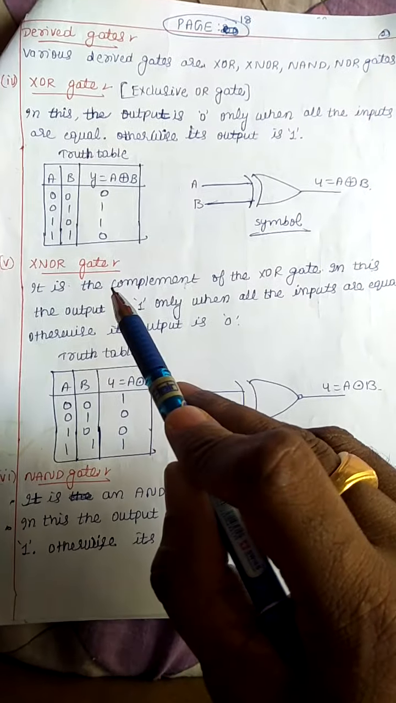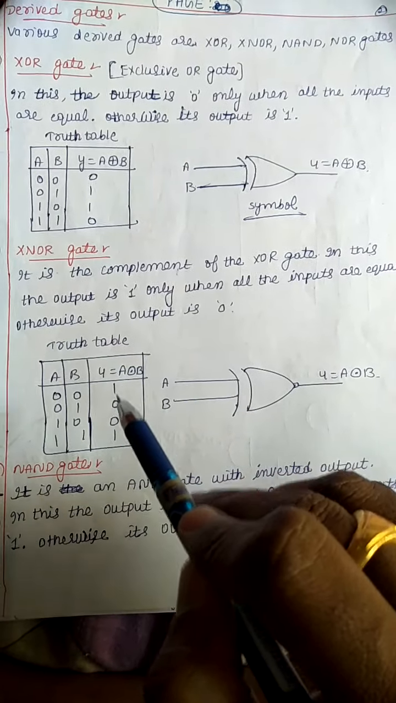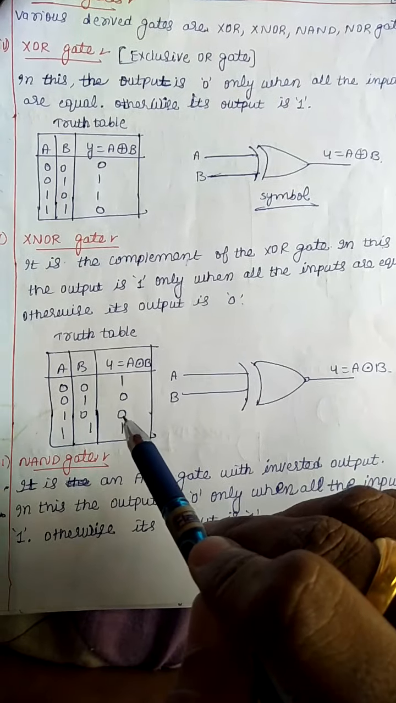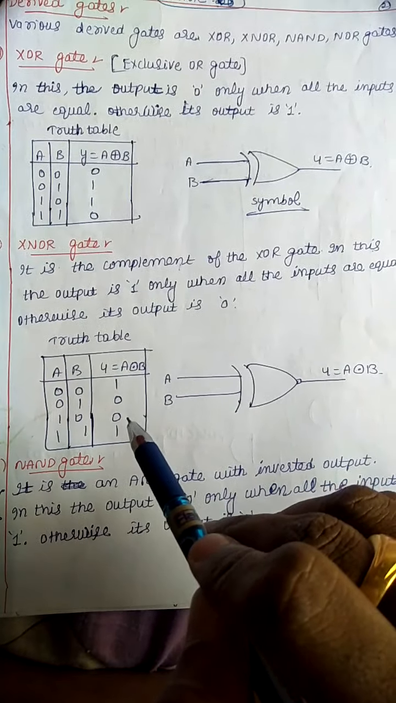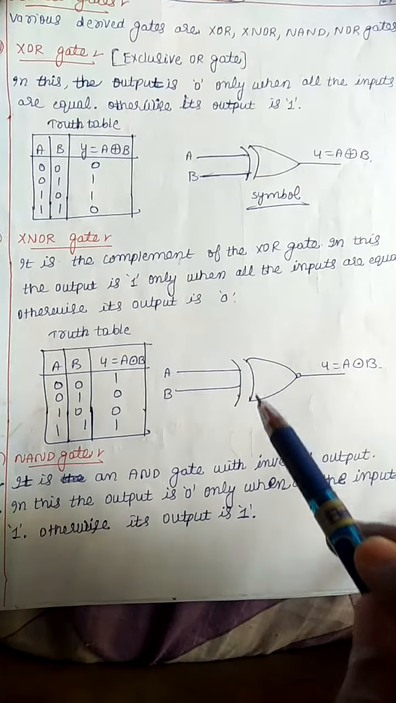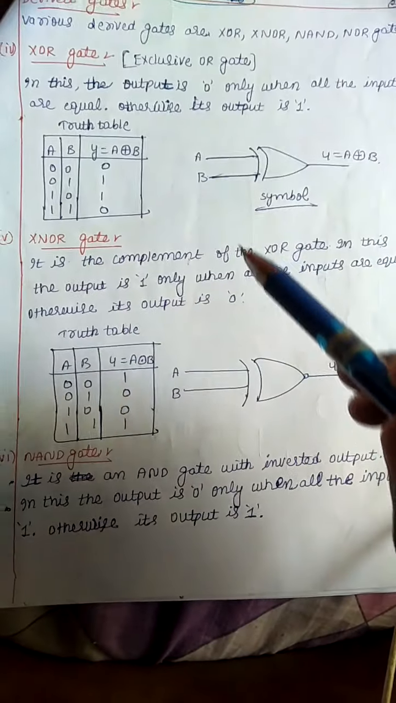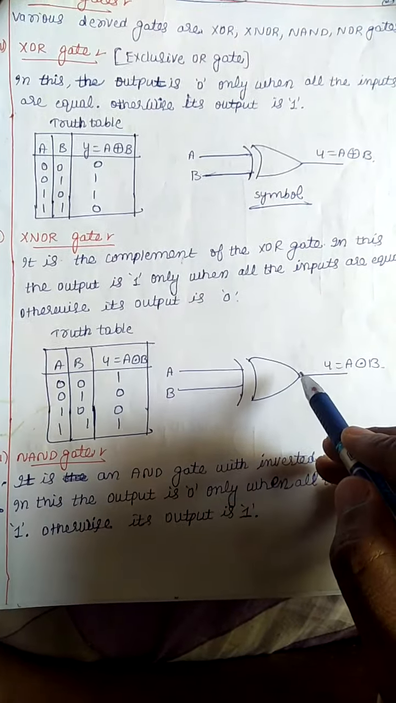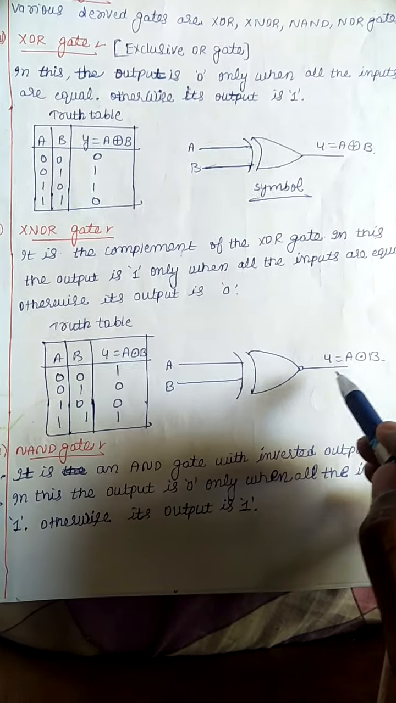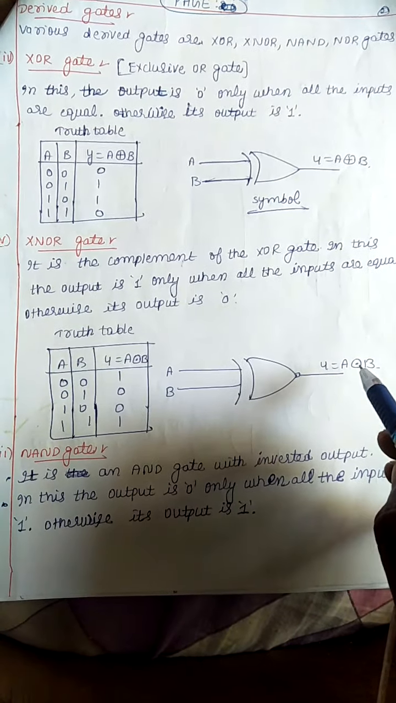If you come to the XNOR gate, if both the inputs are the same, then the output is 1. Otherwise the output is 0. The symbolic representation of the XNOR gate is like this. Here keep one thing in your mind: the difference between XOR and XNOR is that we put one bubble at the arrow head, so it becomes XNOR. Y is equal to A circle dot B.